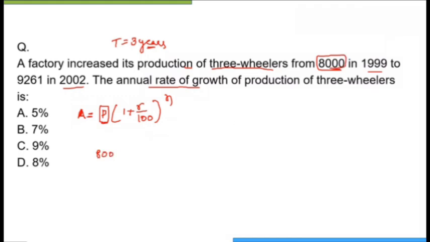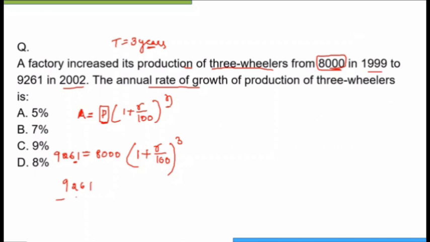Initially 8,000 are there, into, he's asking for rate of growth. I need to find out annual value. How many years is that? For 3 years. And he's saying that is becoming how much by the end of 2002. That means that is amounting to 9261, right? Now we can easily find out what is this R value, right?